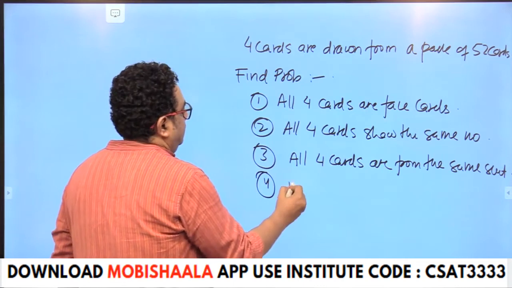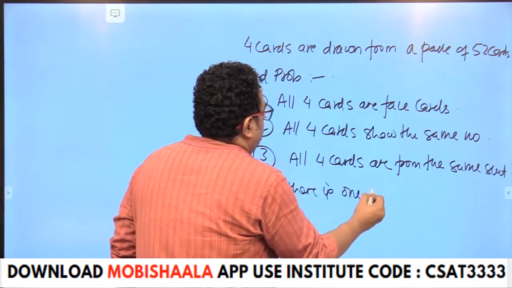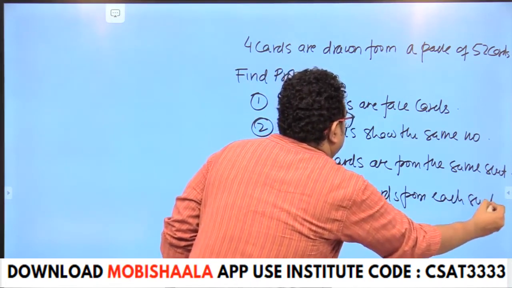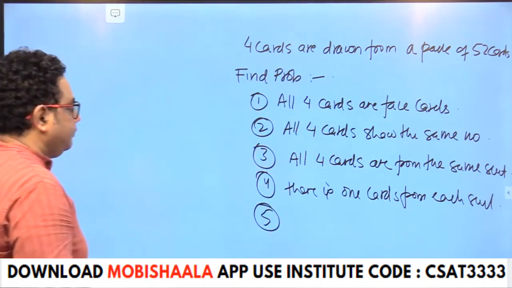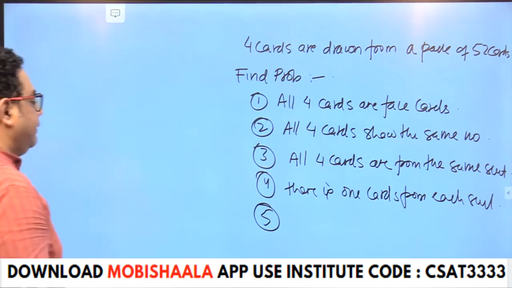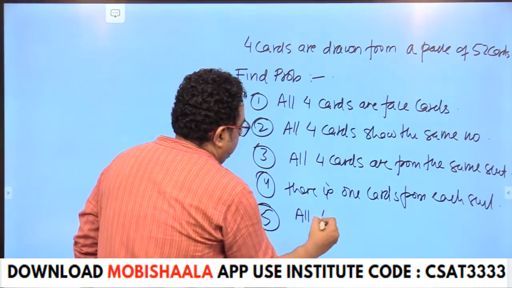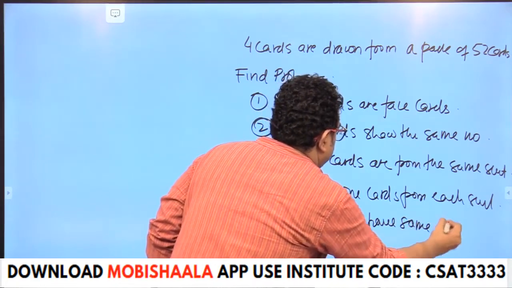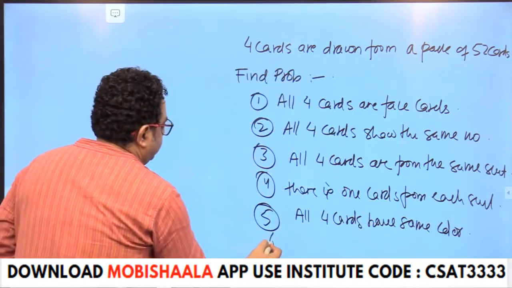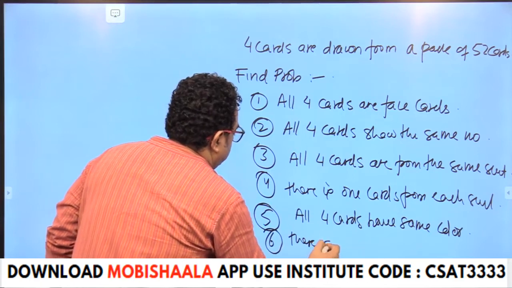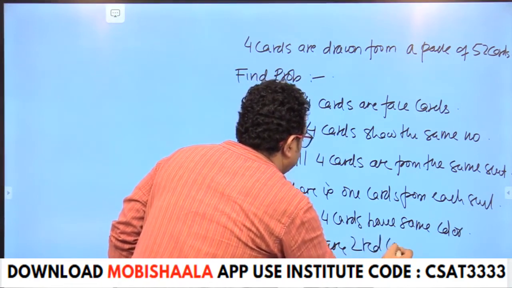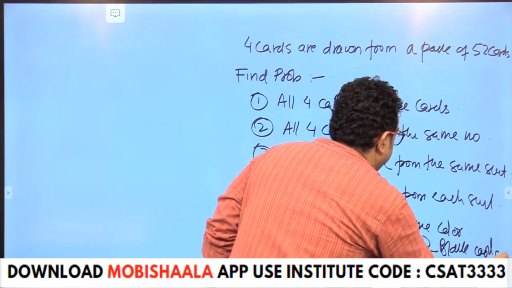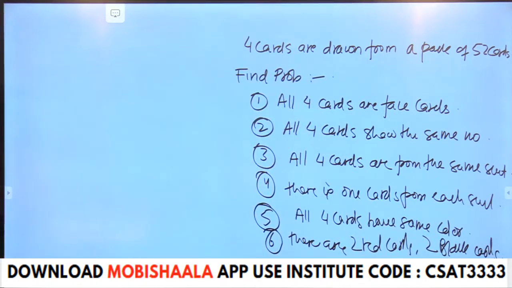Question 4. There is 1 card from each suit. Question 5. All 4 cards have the same color. And question 6. There are 2 red cards and 2 black cards.